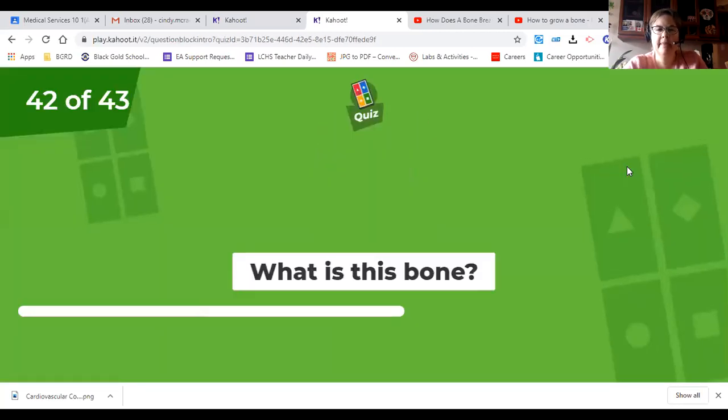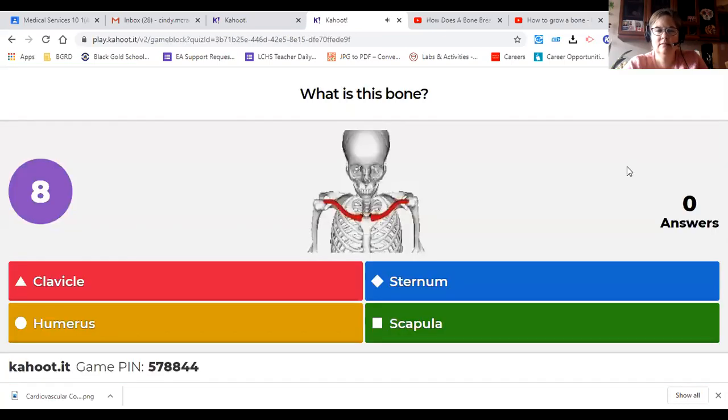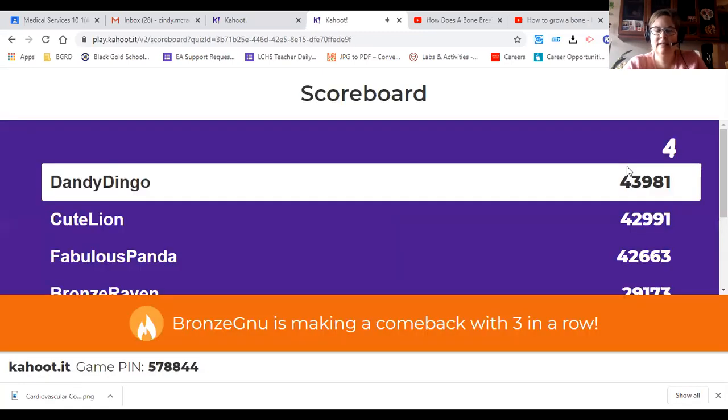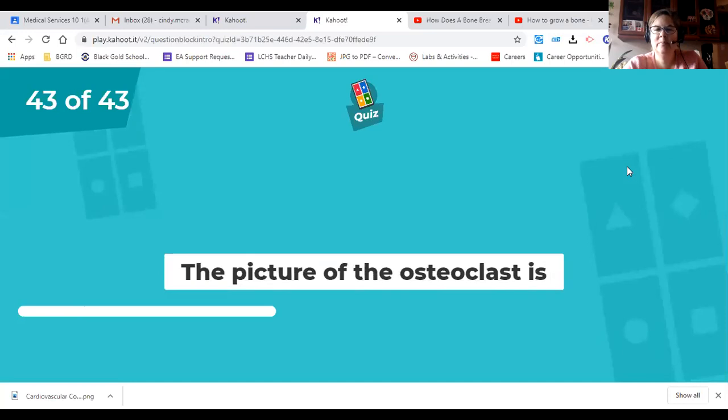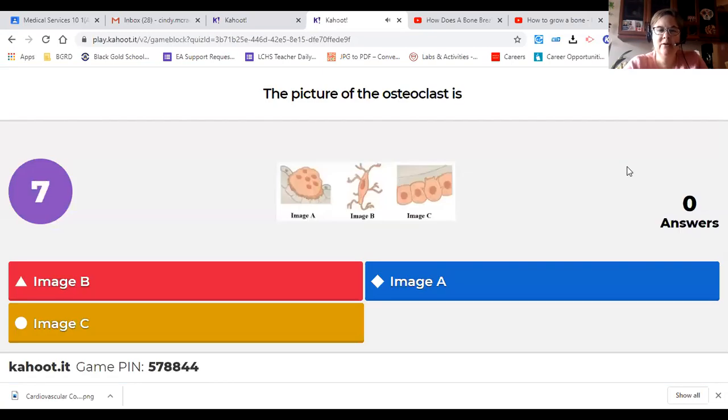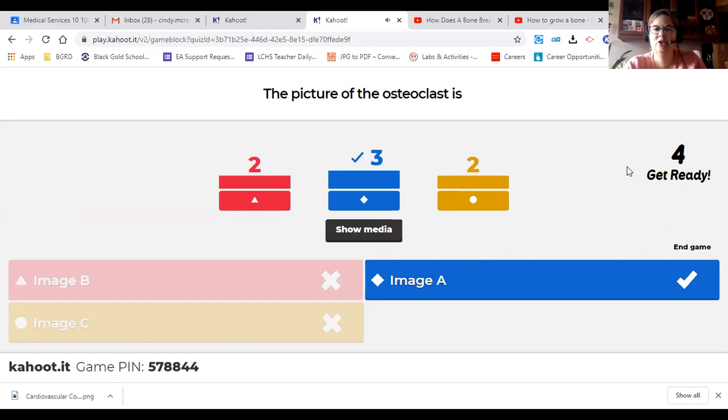Name that bone. Awesome, 8 out of 8. That's the clavicle, most broken bone in the body. All right. And one more, last one. The picture of the osteoclast is image A, image B, or image C. That is image A because there are so many nuclei. All right, that is it, guys.